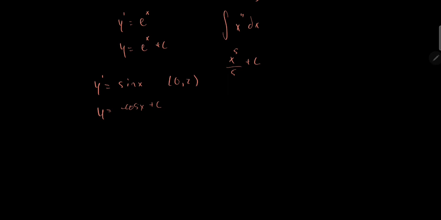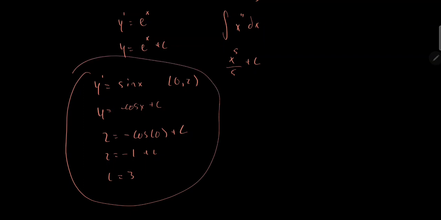Now, since we are given a point, we can just insert the x value and the y value. So we have 2 equals negative cos 0 plus c, right? So that means 2 equals negative 1 plus c, and therefore c equals 3. That means the original function of this entire question would be y equals negative cosine x plus 3. And that's how we would solve for the c. We always need to be given a point, or an x and y value. So that's just a quick summary of antiderivatives.